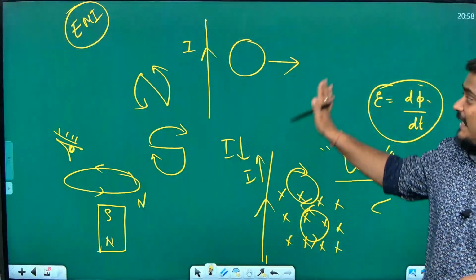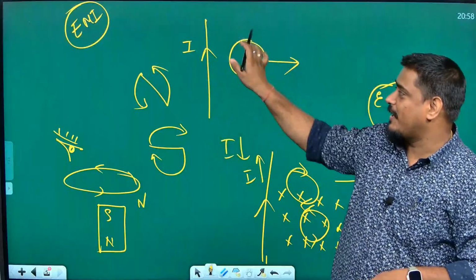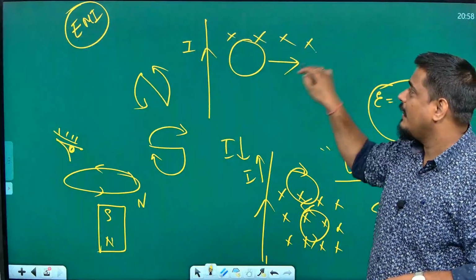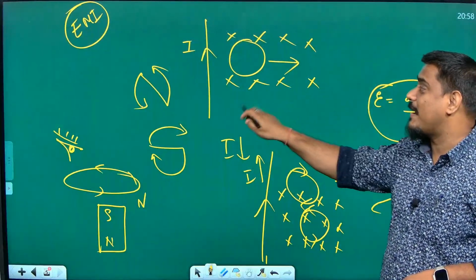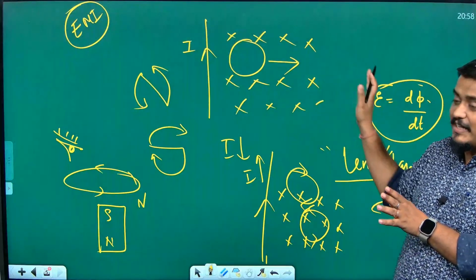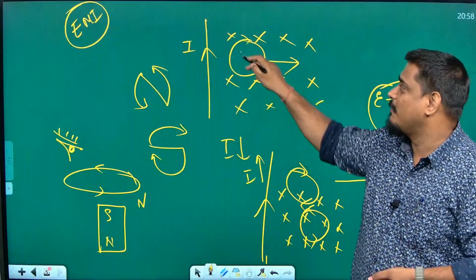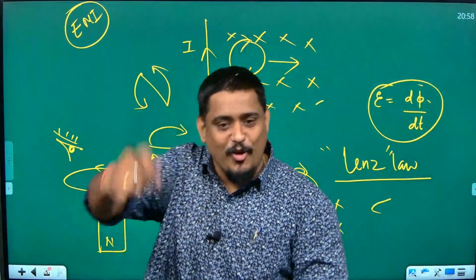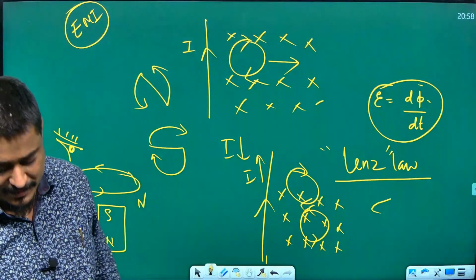In this case, since the current was in the upward direction, here the magnetic field will be into the plane. So the into-the-plane magnetic field is reducing as it goes away. If it goes to the right side, the induced current will try to increase it. So the current will become clockwise, because clockwise will produce an into-the-plane magnetic field.